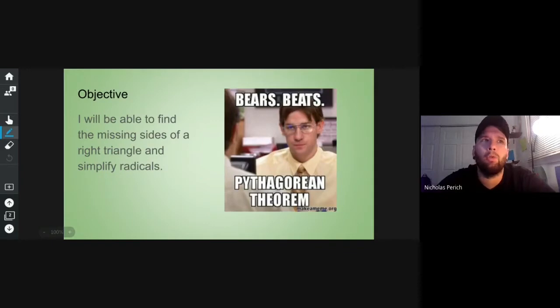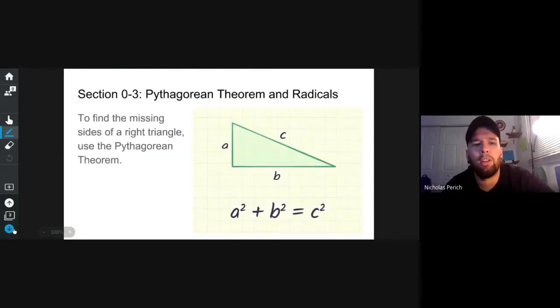Give it a shot. I will be able to find the missing sides of a right triangle and simplify radicals. All right, so Pythagorean theorem, kids. Very, very, very old stuff. To find the missing sides of a right triangle, we are going to use a little thing called the Pythagorean theorem. Now, what's the Pythagorean theorem mean?